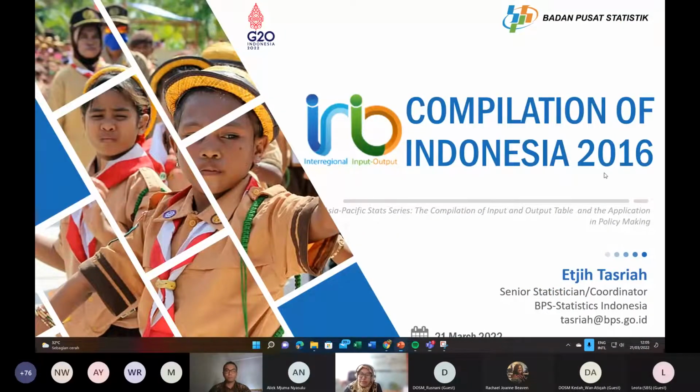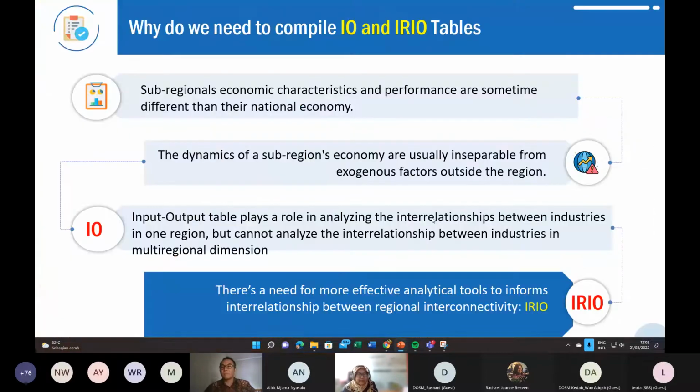Good morning, everybody. My name is Etiji Tasria. I am from BPS Statistics Indonesia. I am here to talk about IRIO, which is Interregional Input-Output Compilation in Indonesia, that we have compiled in 2019 until 2021, and hopefully we can share some insight into how we compile the IRIO. First of all, this is the background. Why do we need to compile IO and IRIO tables?